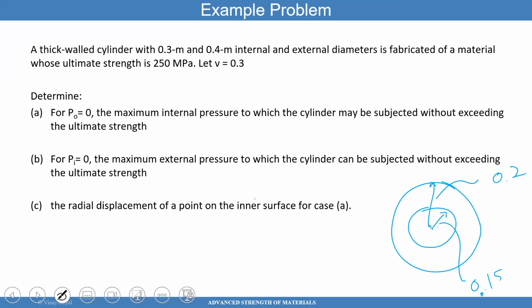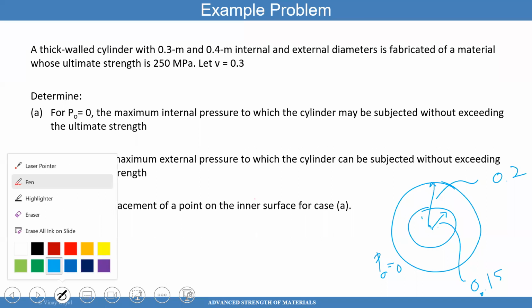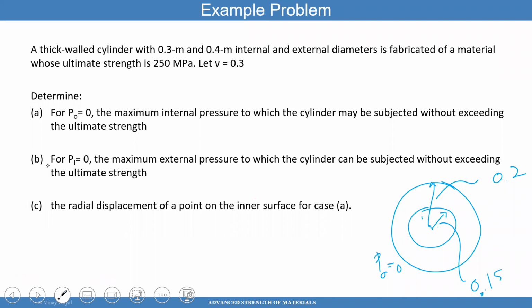It's asking me, if the external pressure is 0, so this pressure outside here, P naught, is 0, to determine what the internal pressure is inside of the cylinder. It wants me to figure that out. So that's the first problem being asked. So why don't I just jump to that first case? What pressure should be inside if the ultimate strength is 250?